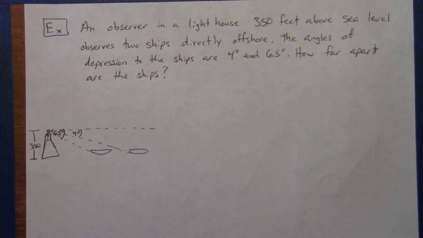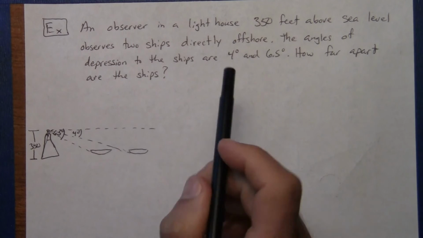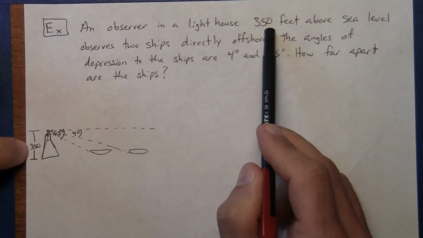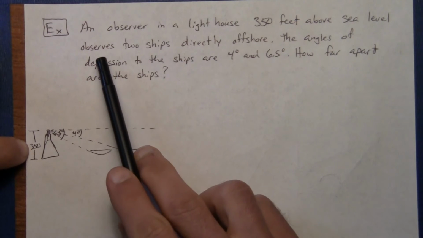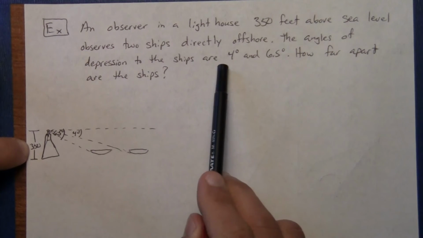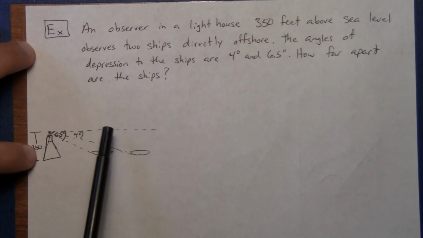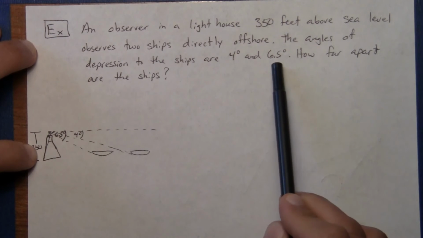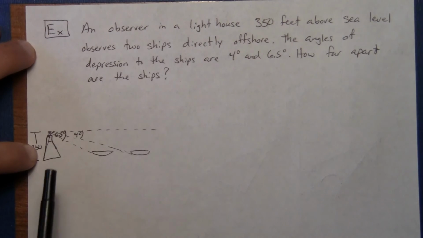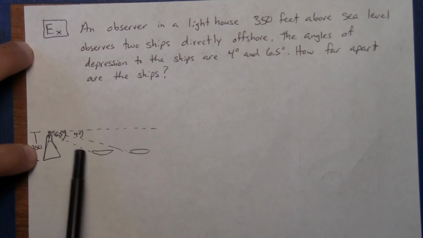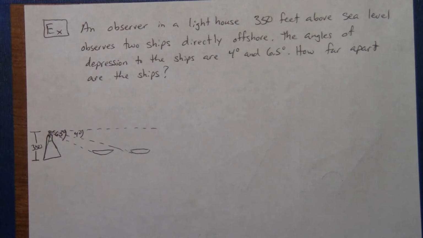Last one is just another example of a story problem. It says an observer in a lighthouse, again, forgive my drawing, it's going to be right here, is 350 feet above sea level. And it says that they observed 2 ships directly offshore. The angles of depression from the ships, now remember angle of depression, if the person's looking horizontally, depression would be downward, are 4 degrees and 6.5 degrees. How far apart are the ships? So this angle of depression is 4 degrees to this ship. Angle of depression to this ship is 6.5. And it's asking how far apart are they?